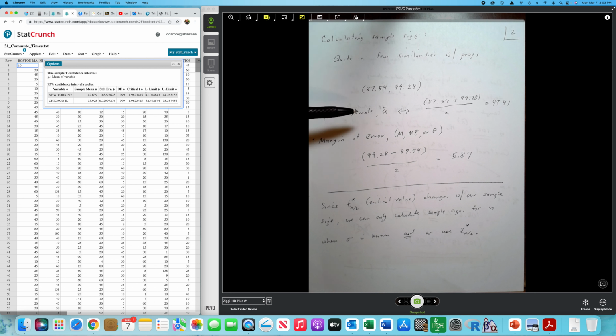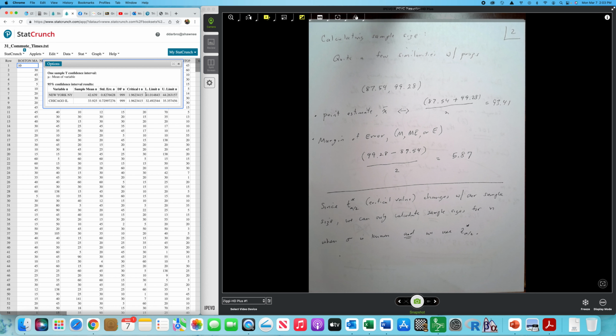So that's our point estimate. That's the value of X bar, the sample mean that we achieved from our sample. The margin of error, which again, depending on the textbook you use, can be a cap M, a cap ME, or just an E, is found by taking the big number minus the small number divided by 2. So 99.28 is the big number, the value to the right, and 87.54 is the small number in the confidence interval. So we get the margin of error to be 5.87.